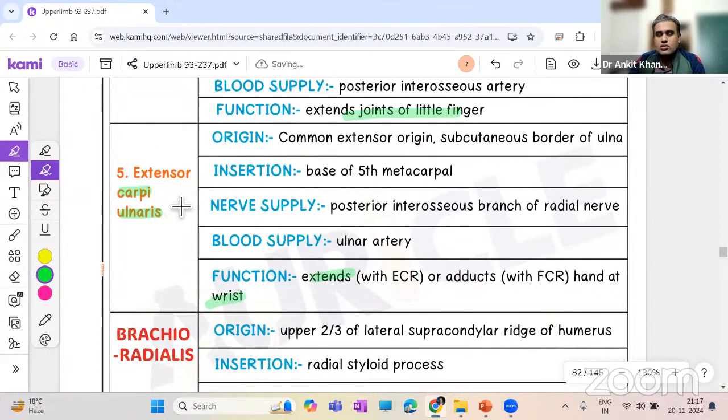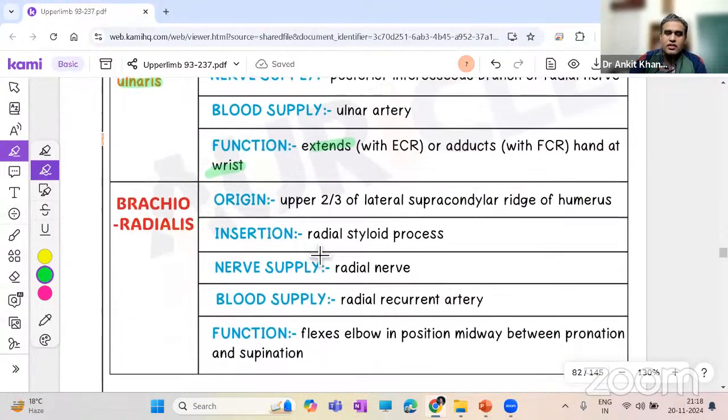Okay. Ulnaris, so it goes to the medial side. So which metacarpal? Just like flexor carpi ulnaris, we have extensor carpi ulnaris. The sixth one over here is brachioradialis.